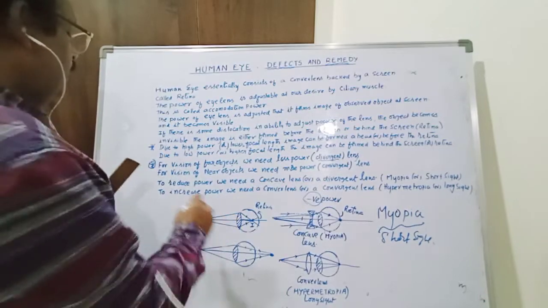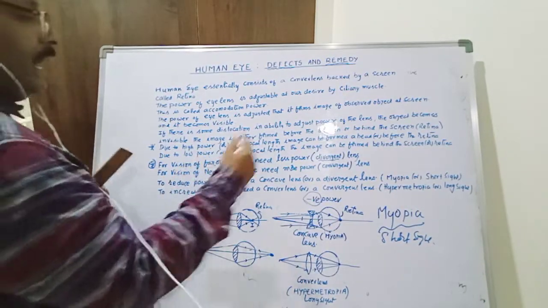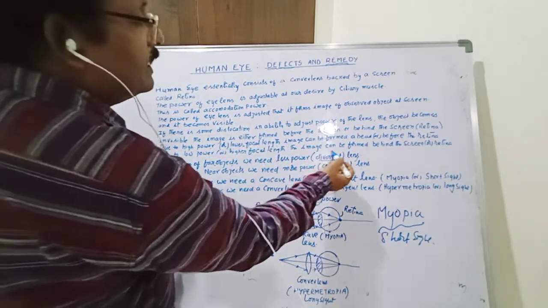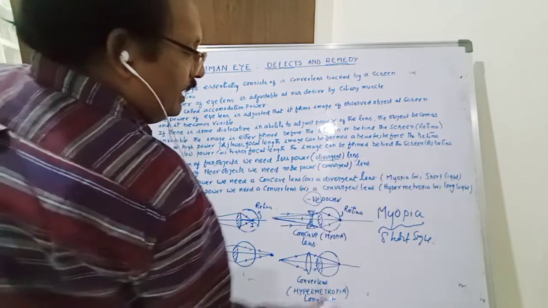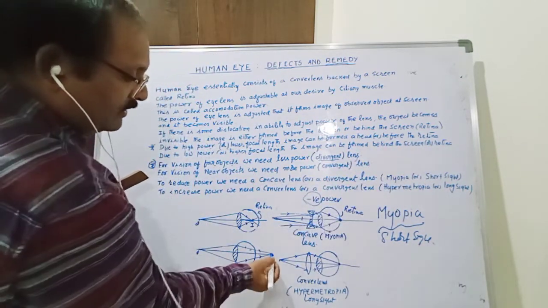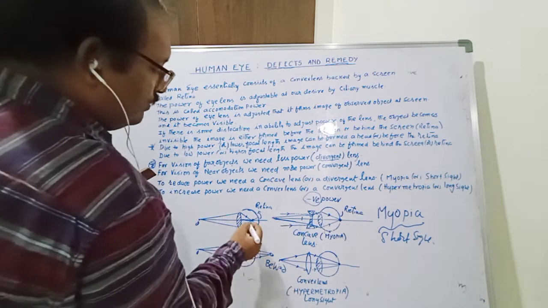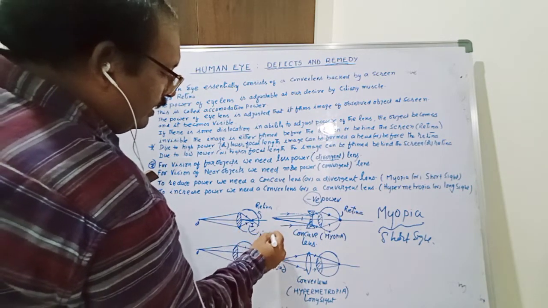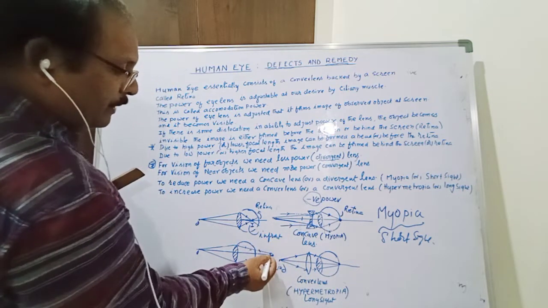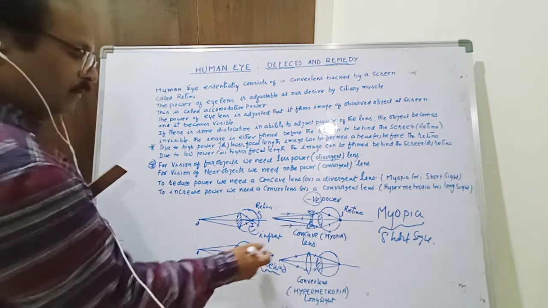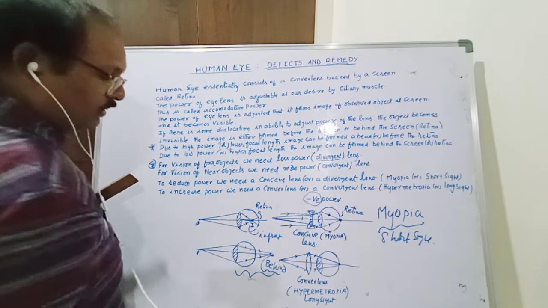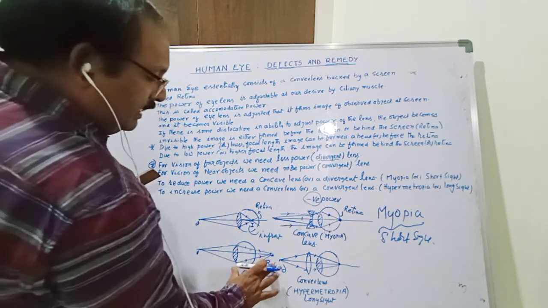In the same way, due to low power and higher focal length, the image can be formed behind the screen. So image is formed behind the screen. This is behind the screen. This is what in front of the screen. Earlier in front, and this is what behind the screen. So when it is formed behind the screen, this could be the focal length. Then the focal length is increased.